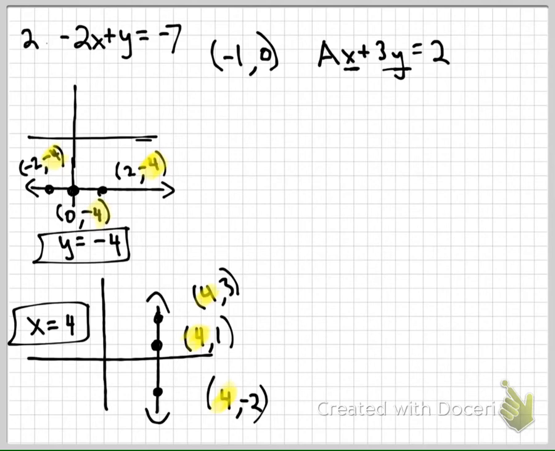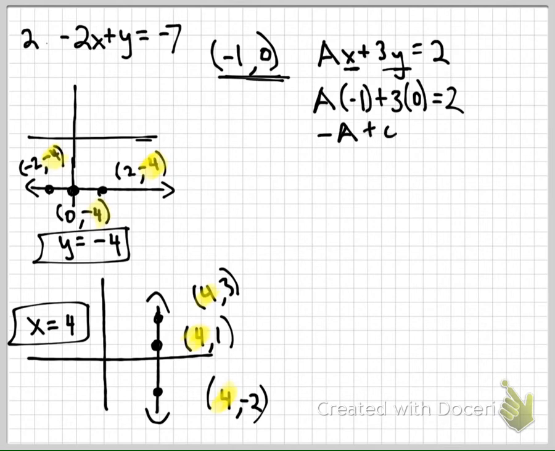So we're going to have to reference this point over here, negative 1, 0, in order to find out our a. Let's go ahead and plug that in. You have a times your x, which in this point is negative 1, plus 3 times your y, which is 0, is equal to 2. So you have negative 1a, or just negative a, plus 0 is equal to 2. So in this case, negative a is equal to 2.